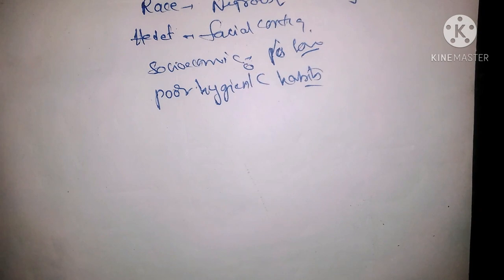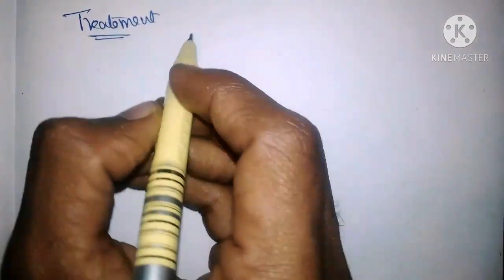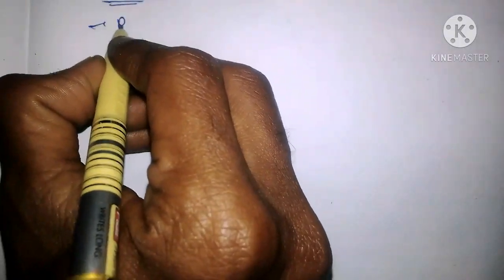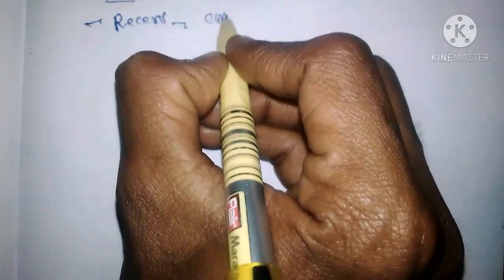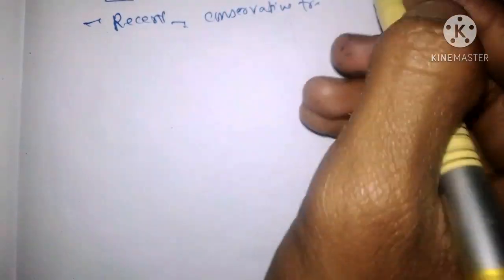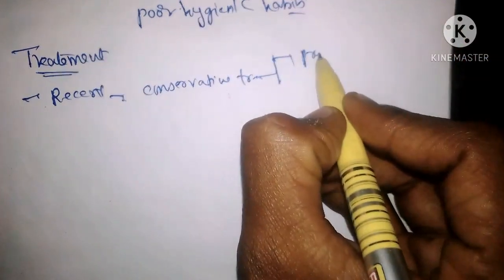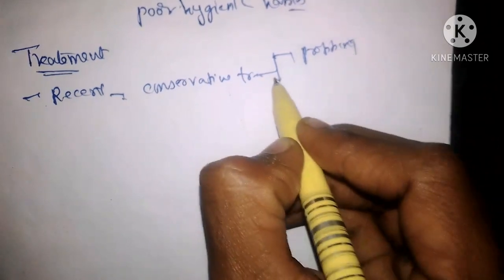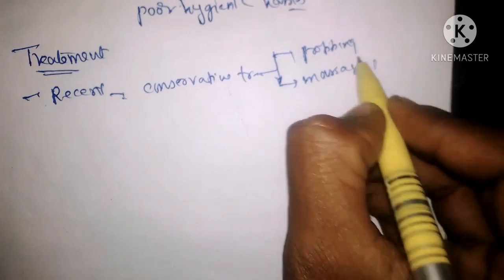Then going to the treatment part. When the diagnosis is recent, then we'll do conservative treatment. What is this conservative treatment? Let's see. Conservative treatment includes probing and massaging over the lacrimal sac.